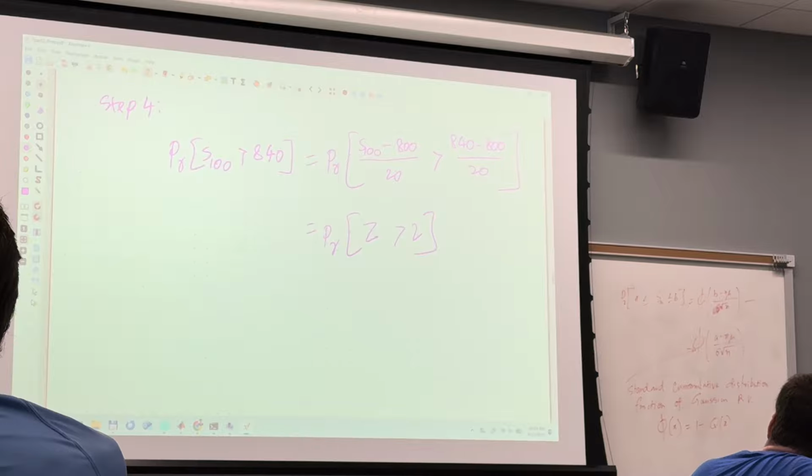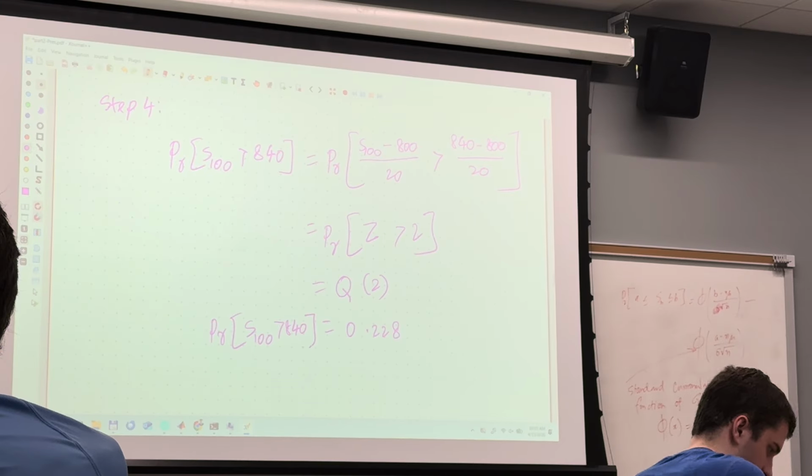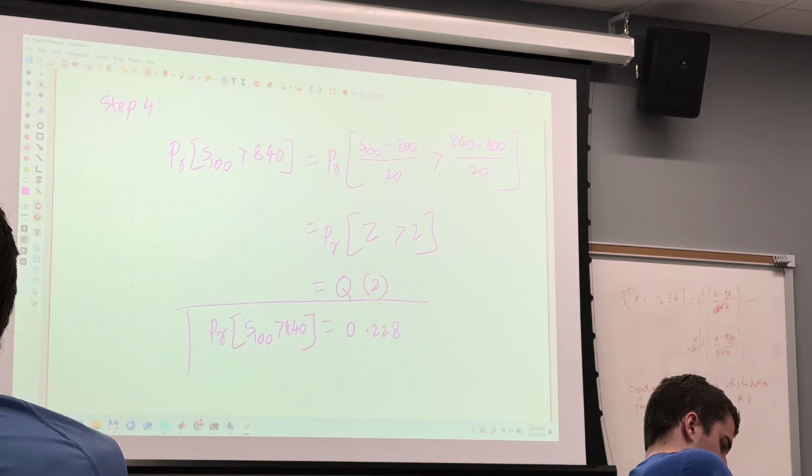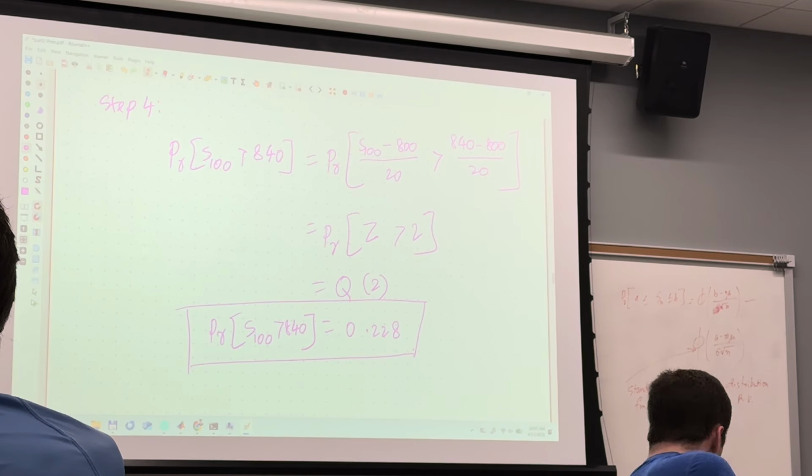The probability of the standard normal variable exceeding 2 is Q(2), and from the Q table you see that it is 0.228. That is one answer: the probability that S100 is greater than 840 is 0.228. We'll go through the second part of the example in the second half. So, guys, you take 5 minutes.